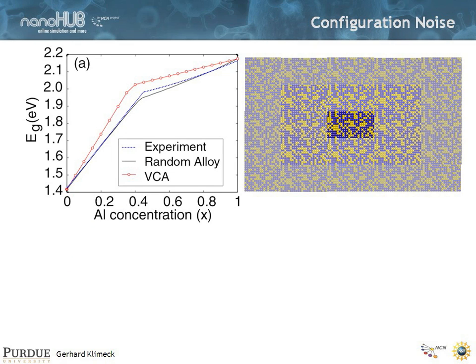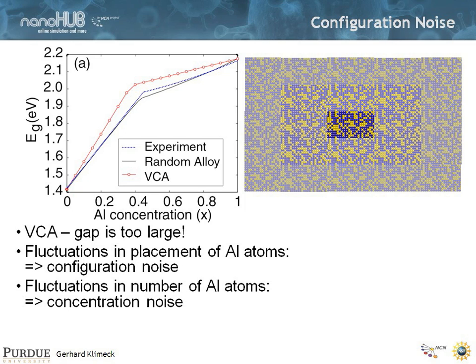So now, if we do a supercell calculation, we can basically overlap experiment very nicely. If we did this in a virtual crystal approximation, we don't get the gap quite right. The gap is too large. And we can now also compute these fluctuations due to aluminum placements. That would be configuration noise.